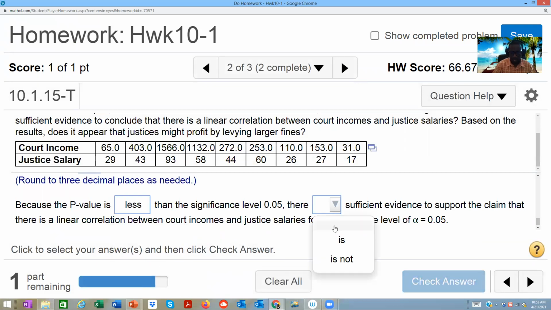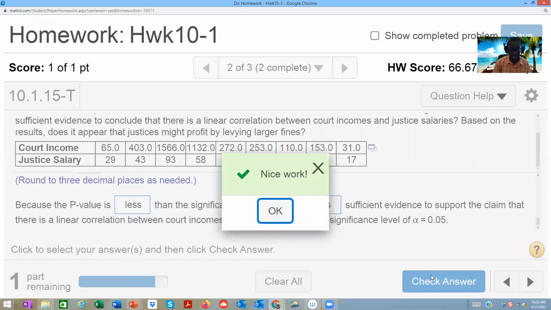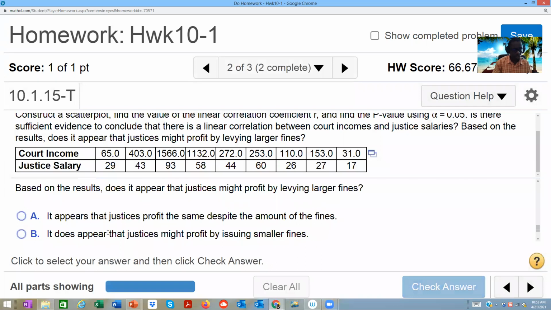Therefore, there is sufficient evidence to conclude that if the justices were levying more money, then the court income gets more, then they get more salary. Okay, so that is it. And then, so what do you think? Based on the result, does it appear that justices might profit by levying larger fines?